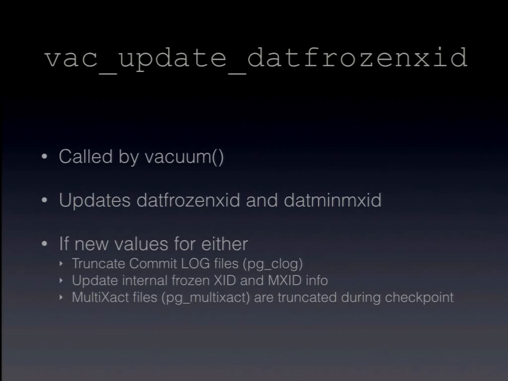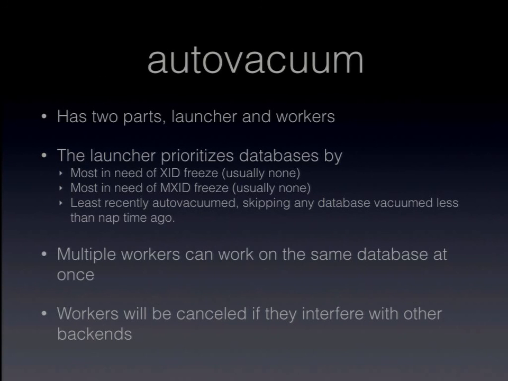If that happens, we will update this at the database level, and if we update it at the database level, that is when we call the function to truncate the commit log. It updates the shared memory version of the information, and then the cleanup of the multixact storage will actually happen during the next checkpoint. That's it for vacuum.